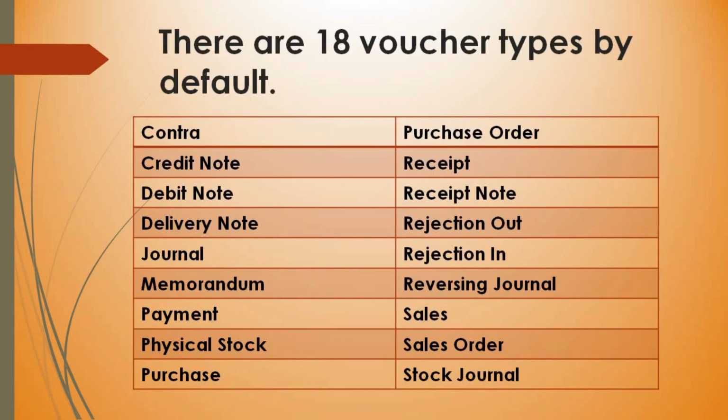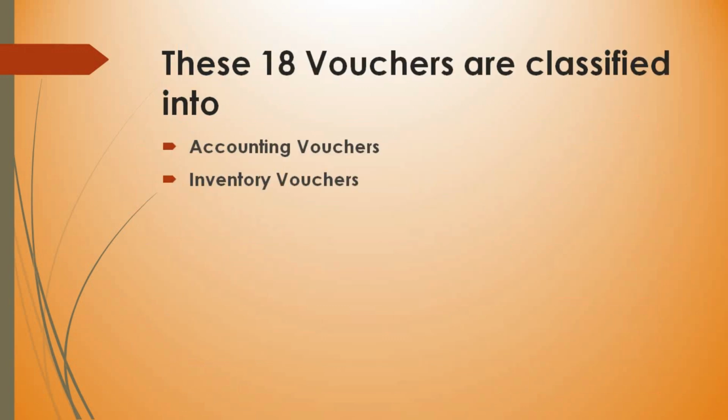There are 18 types of vouchers by default: contra voucher, credit note, debit note, delivery note, journal, memorandum, payment, physical stock voucher, purchase, purchase order, receipt, receipt note, rejection out, rejection in, reversing journal, sales, sales order, and stock journal. So these are the 18 types of vouchers which you have by default.